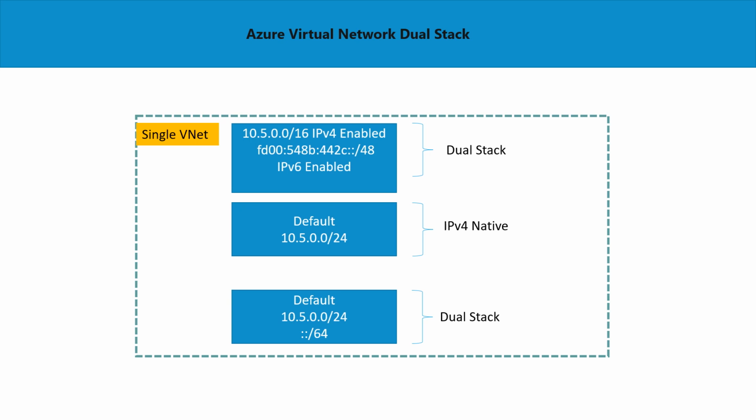This is how you can visualize. You have a single VNet, your v4 CIDR block is enabled. On top of that, you are going to enable v6, which is by default going to be a /48 offering from Microsoft. However, you have the option to change your CIDR block as per your need. Then you're going to carve out those subnets. By default, you will have the option to go for IPv4 native, and you have the option to go for dual stack where your subnet will be enabled for v4 and v6 both.